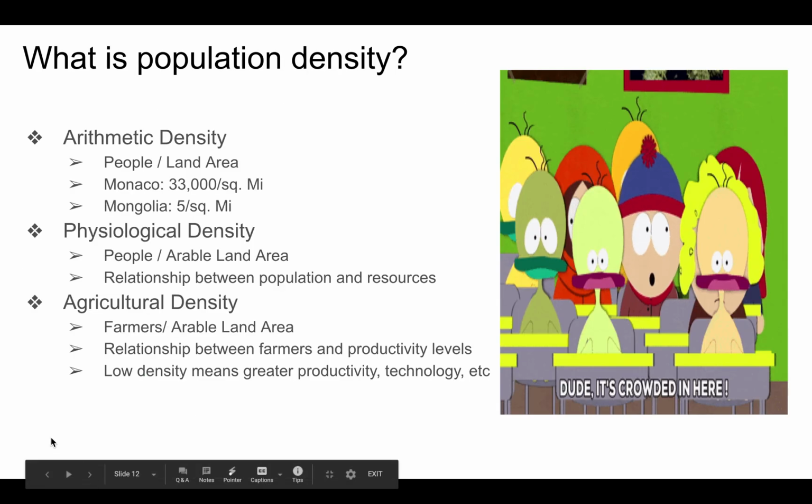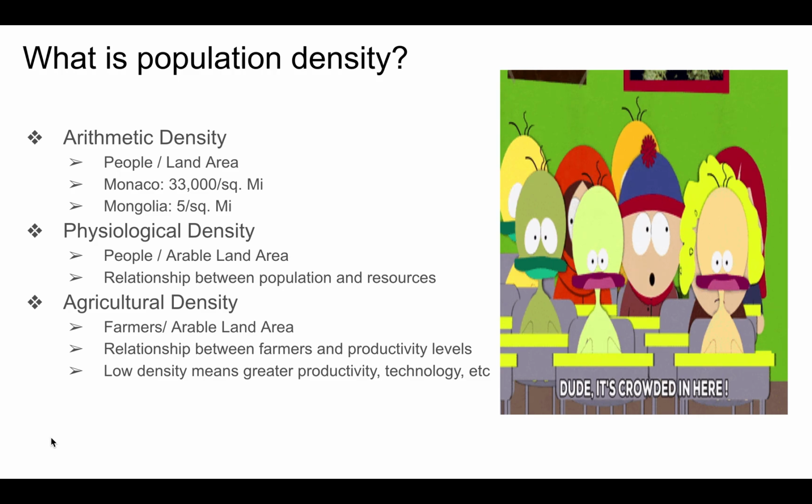All right, so how do human geographers determine population density and distribution? Well, they do it three ways. One is arithmetic density. That's looking at the number of people per land area unit. For instance, in Monaco, there are 33,000 people per square mile, whereas in Mongolia, in East Asia, only 5 people per square mile. So we would say Mongolia has a very low arithmetic density, whereas Monaco has a very high arithmetic density.